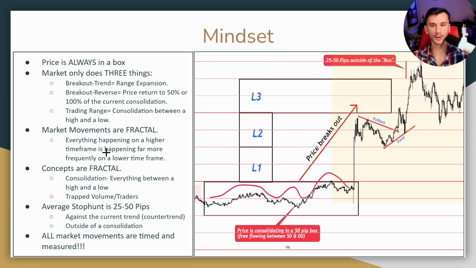You need to remember that market movements are fractal. Everything happening on a higher time frame is happening far more frequently down on a lower time frame, and that's going to help you to try and conceptualize or visualize trend. So concepts are also fractal. Like the fact that I just talked about price being in a box, this is a 25 pip box, but what if the box was 100 pips? Or what if you have a really large box, like the high and the low of the current year or the previous year? That's a box.